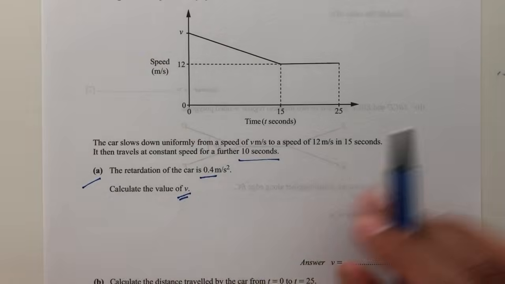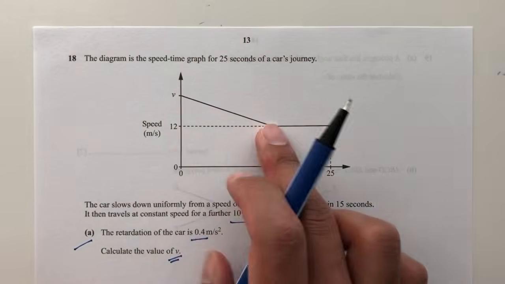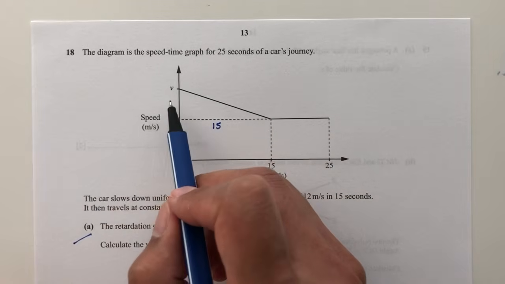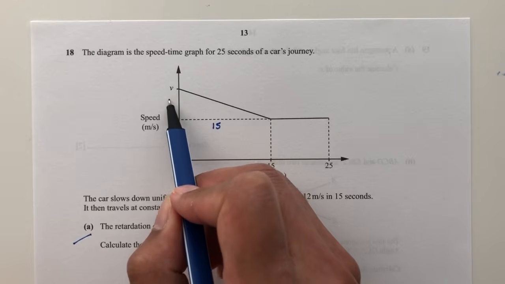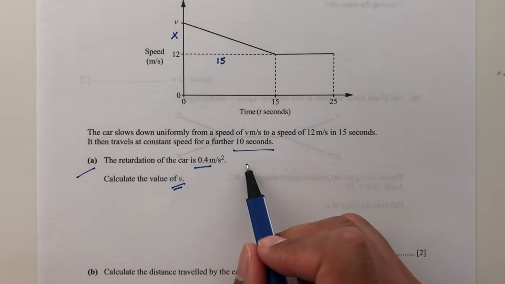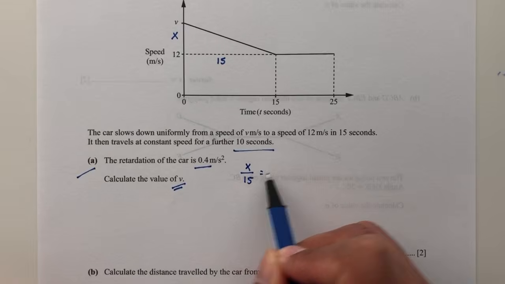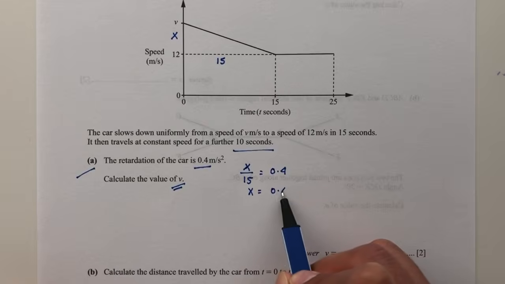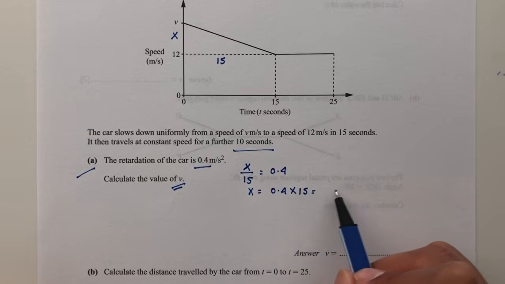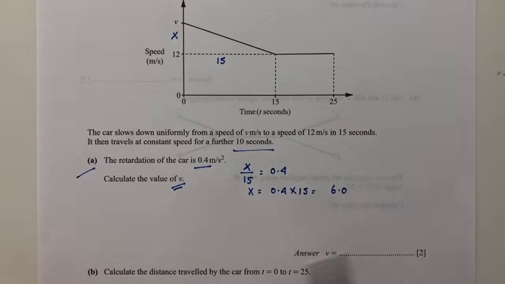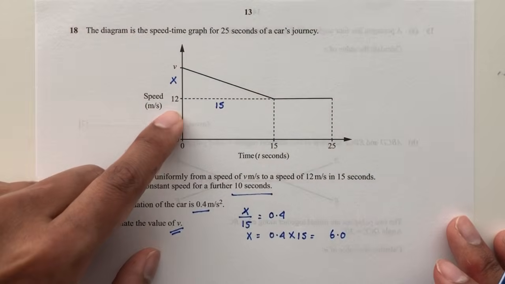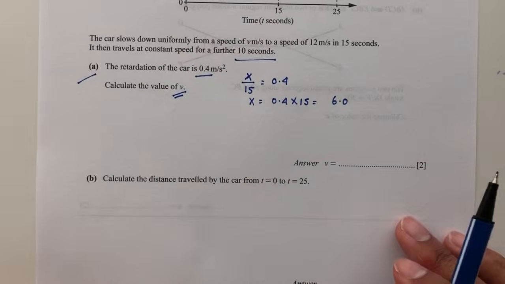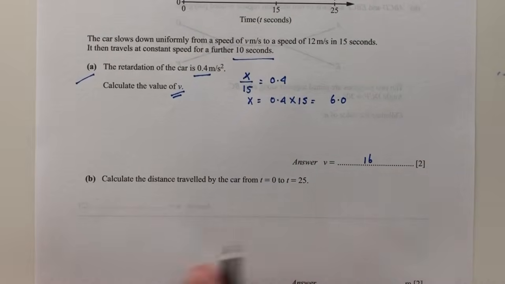As you know, retardation is the gradient of this line on this triangle. So the base here is equal to 15, and the height is, let's call this height x. We don't know. But we know that height divided by base is equal to 0.4. So let's find the value of the height. x will be 0.4 times 15, which is 6.0. So this height here is 6.0, so 12 plus 6, v will be equal to 16. The value of v will be 16 meters per second.